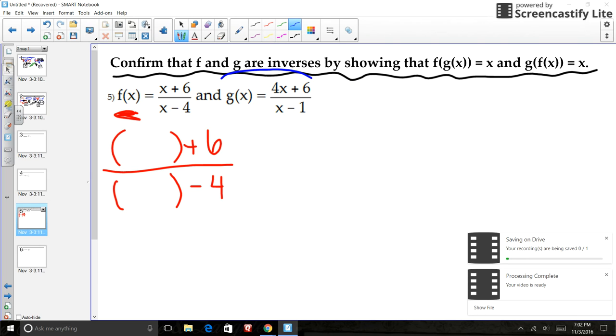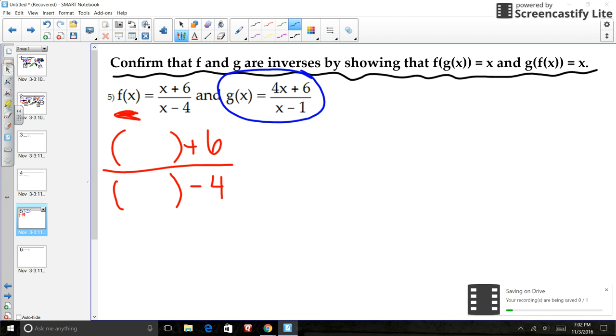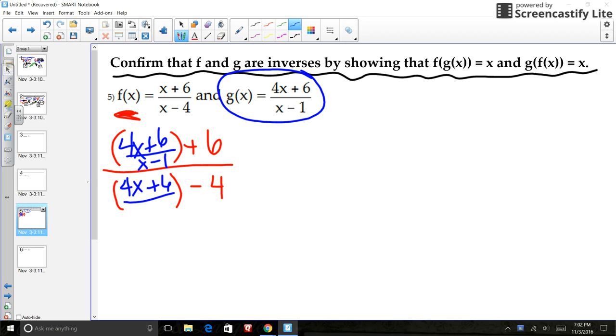And then I'm going to take blue for my g function, and I'm going to plug that in. So I've got 4x plus 6 all over x minus 1 right there. I didn't write that well, sorry. And then on the bottom, that comes in as well. 4x plus 6 all over x minus 1. Okay, so that is how I plug it in.